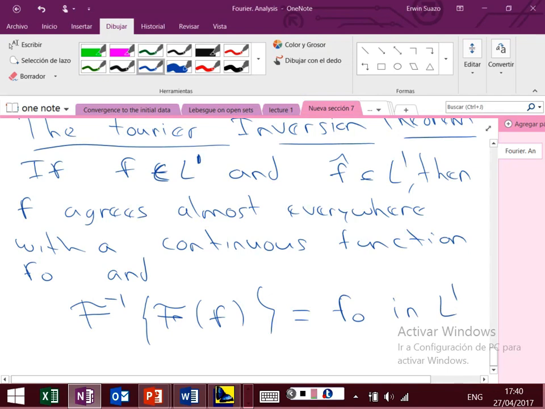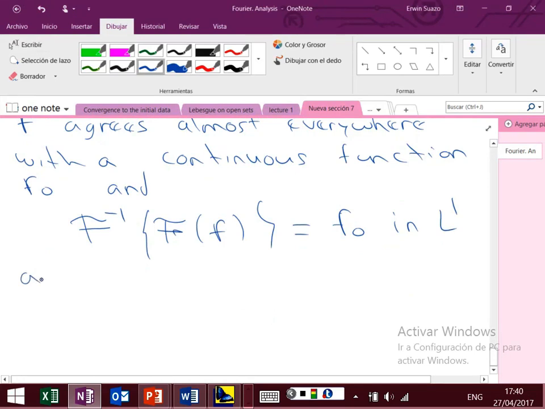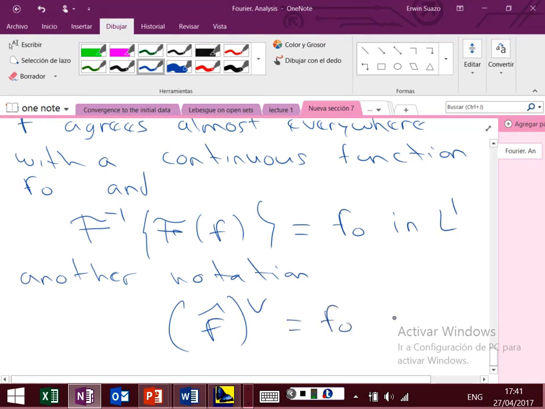Okay, and remember, in L1 we already saw that two functions are in the same class if they differ only on a set of measure 0. But this is another notation, so you guys get familiar with this too. Another notation. So the Fourier transform is usually f hat. So that's another notation. So f hat, and then this other hat is equal to f sub 0 in L1.